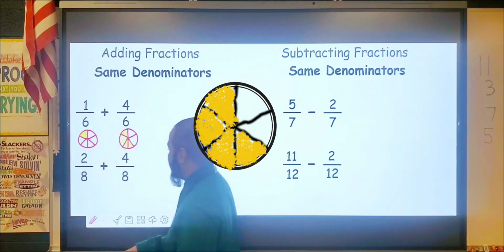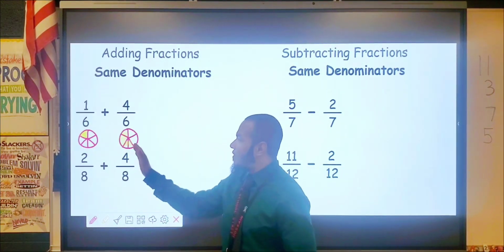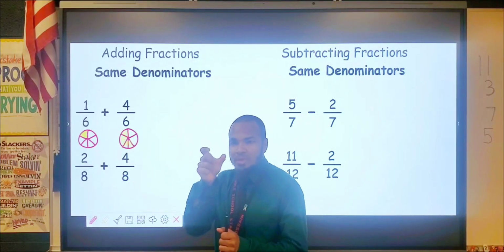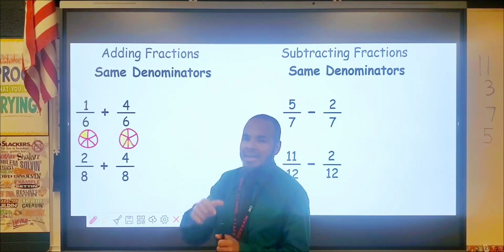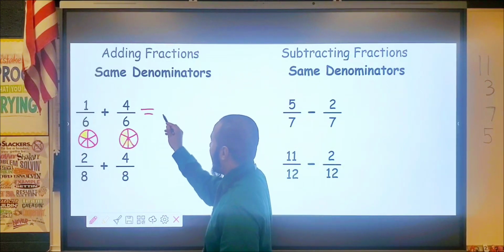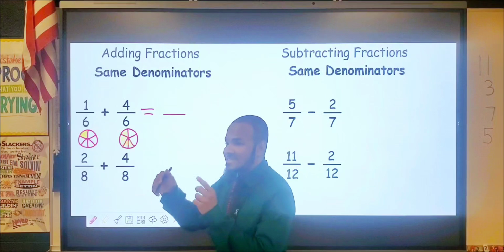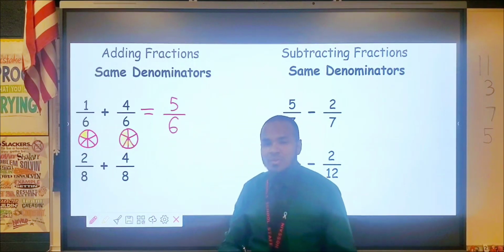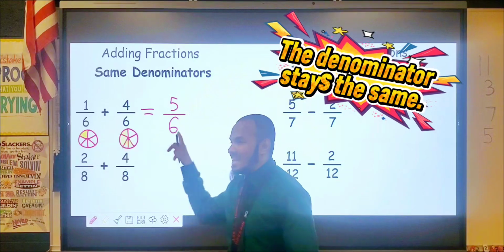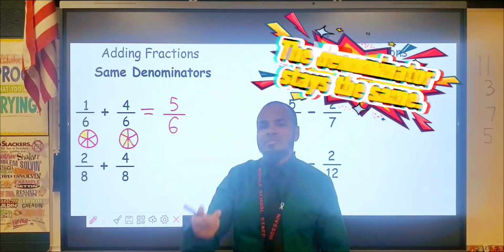Okay, so now what I can see is that I have 1/6 plus 4/6. What I'm talking about is the size and how big each piece of the pie is. And so I can go ahead and add: if I take 1/6 and add it to 4/6, I'll have 5/6. You'll notice the denominator stays the same because the denominator is used to help me name the fraction.